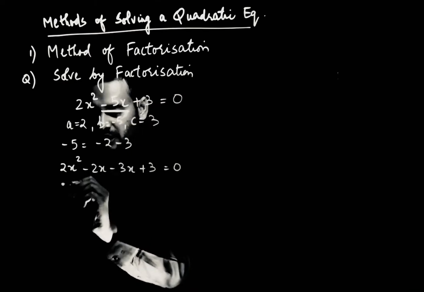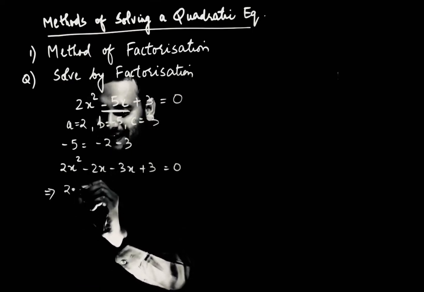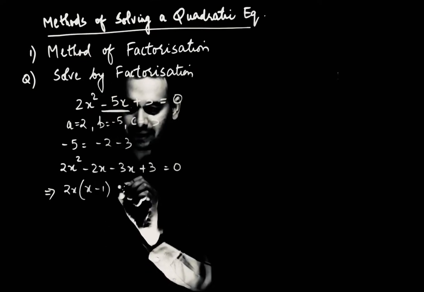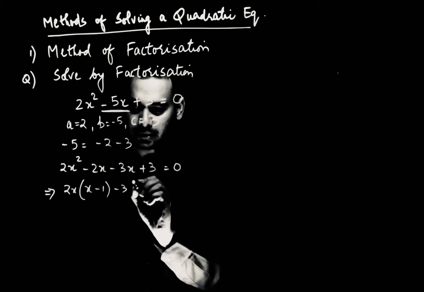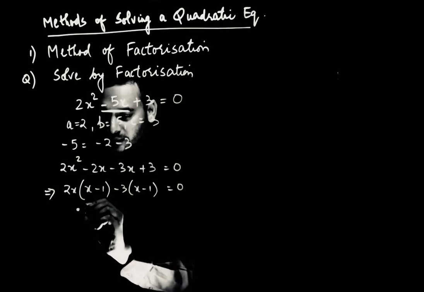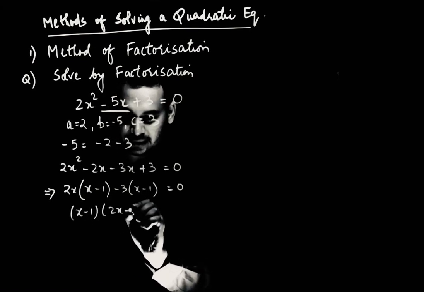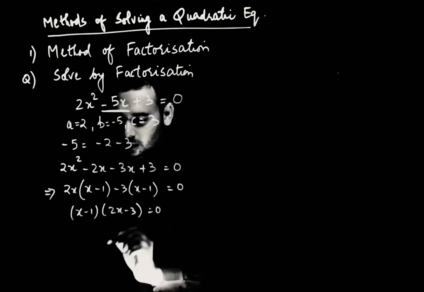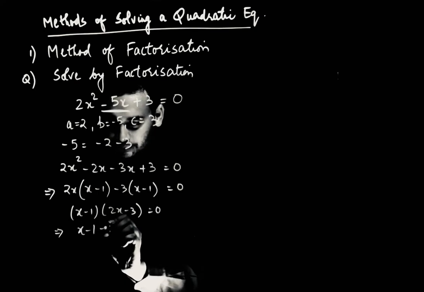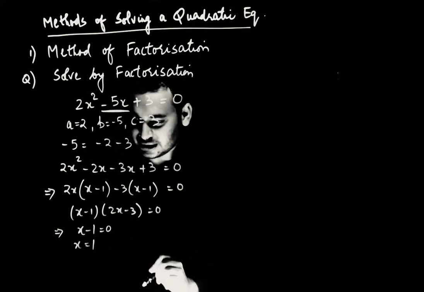Now you can take out common 2x from 2x square and minus 2x. You have 2 and x common. You can write this as x minus 1. You can take out minus 3 common here, and we get x minus 1 equal to 0. So we have x minus 1 common, and then the leftover is 2x minus 3 equal to 0. So you can say that x minus 1 will be equal to 0, or you get x equal to 1. This is your first answer.